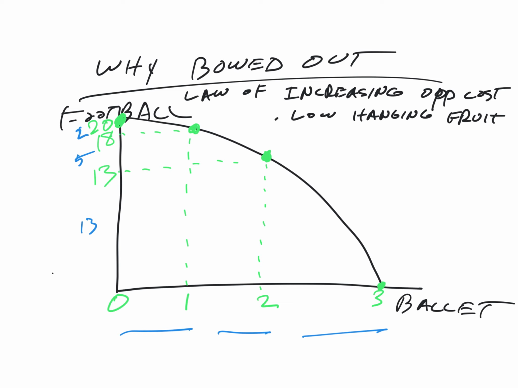So that is why. And we observe this, again, the bottom line here is it simply models the fact that resources tend not to be equally suited for all types of production. There you go.